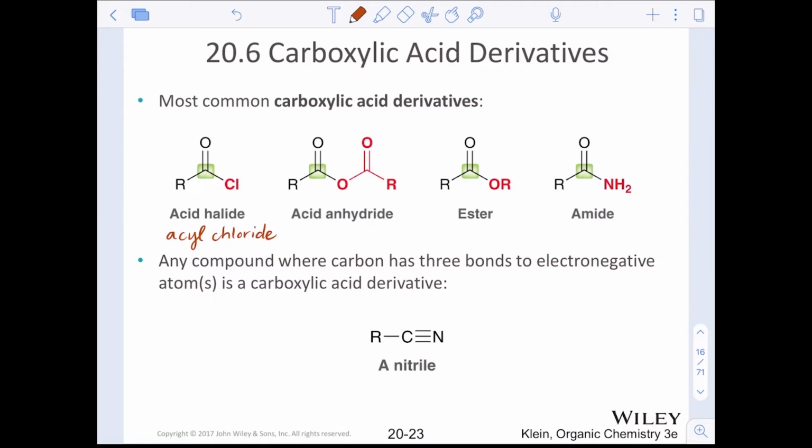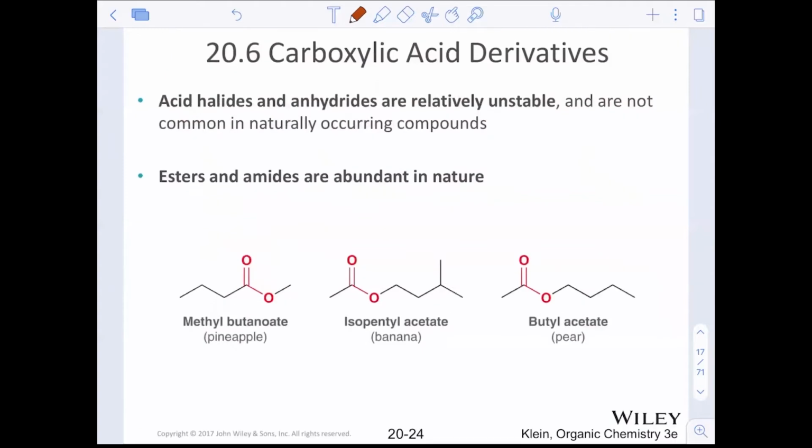Any compound where carbon has 3 bonds to electronegative atoms, chlorines, oxygens, nitrogens, things more electronegative than carbon themselves, is called a carboxylic acid derivative. So even a nitrile is technically a carboxylic acid derivative. It's a carbon with 3 bonds to a nitrogen, which is more electronegative. So therefore, it is a carboxylic acid derivative, which means that it reacts very similarly to the carboxylic acid. We do have some varying reactivity though.